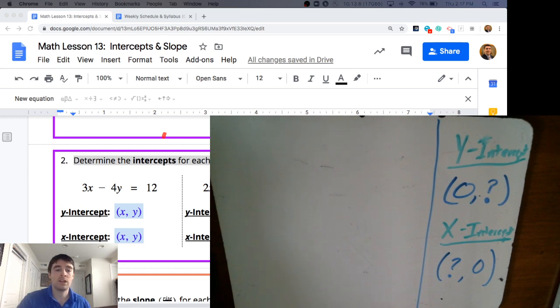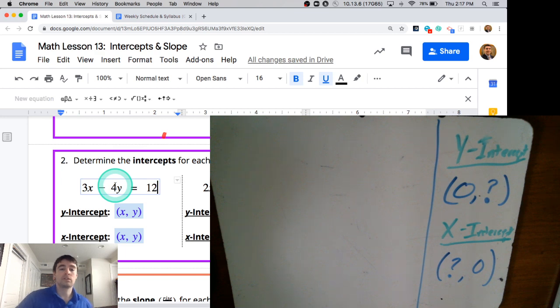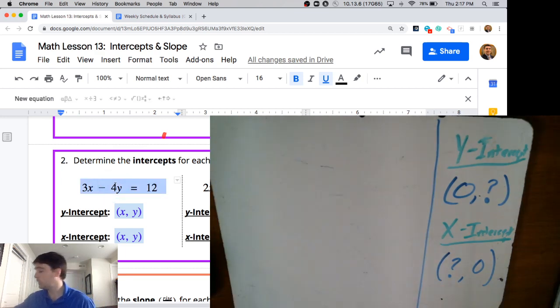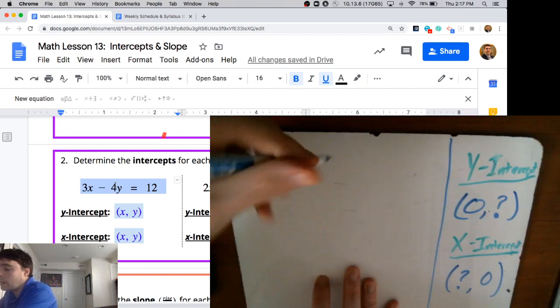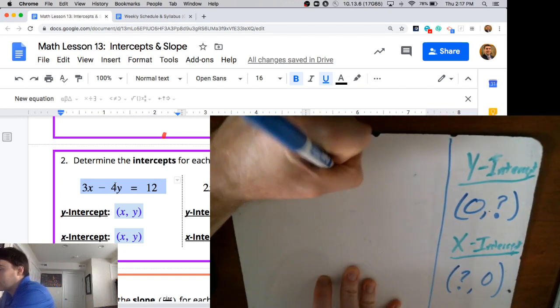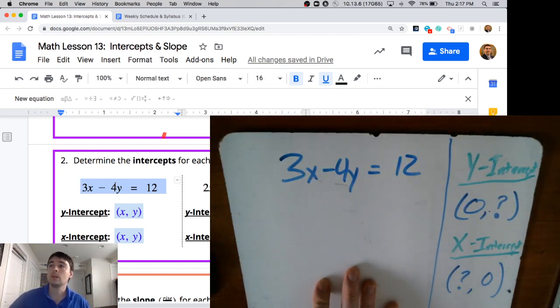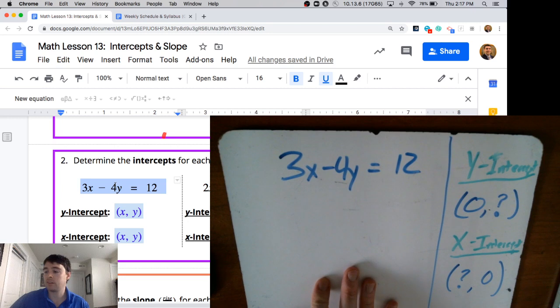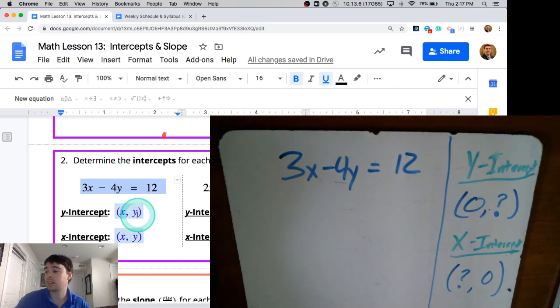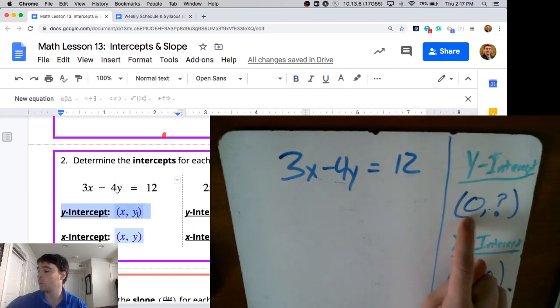Our first equation that we need to deal with here, which I'm going to highlight for a second, says 3x minus 4y needs to be equal to 12. So I'm going to copy that equation onto my whiteboard. 3x minus 4y needs to be equal to 12. And what we've learned from these graphs is if we need to find a y-intercept, which is the first thing this asks, the y-intercept, if you recall from the graph, always has an x value of 0.